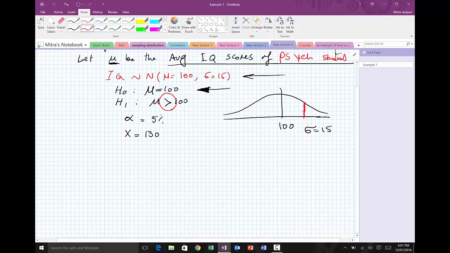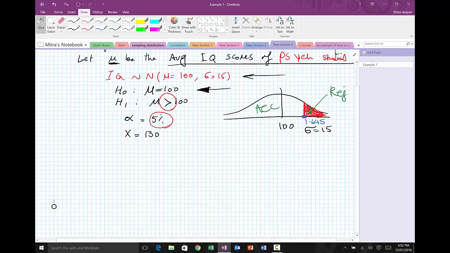When we say 5% significance level, it means that this area under the curve is 5%. You look at the probability in the tail of the distribution in the tables, and you will see that this cutoff score is equal to 1.645. This area is the acceptance region. This area is the rejection region.